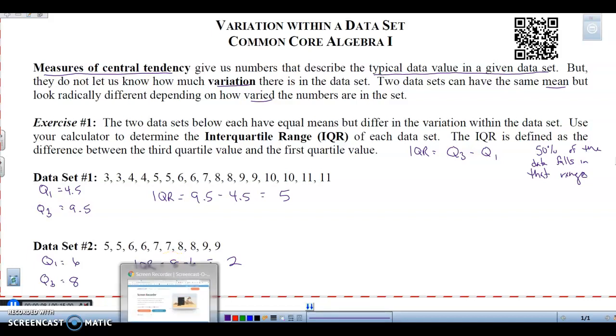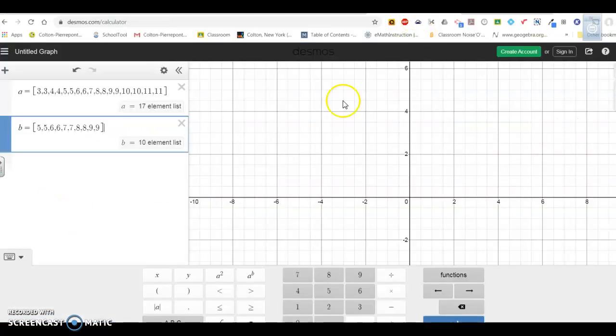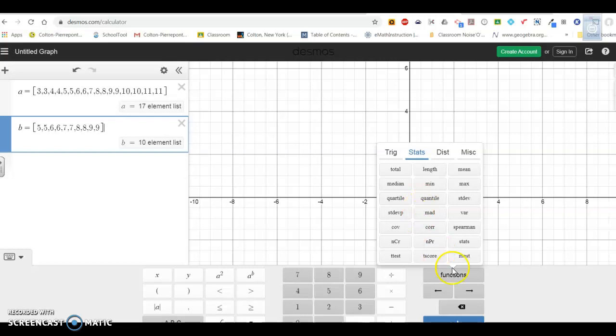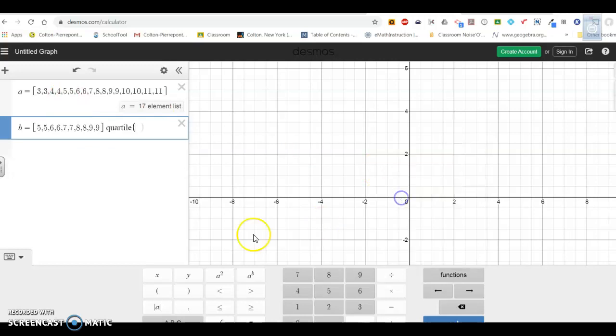Now you can also do this on Desmos. All you have to do, here's Desmos. I entered data 1 in A, I entered it in B. For the second one, this is data set 1, this is data set 2. So to do that on Desmos, you just go to Functions, go over where it says Stats. So if I wanted to do A here, quartile, oops, I'm on the wrong one.